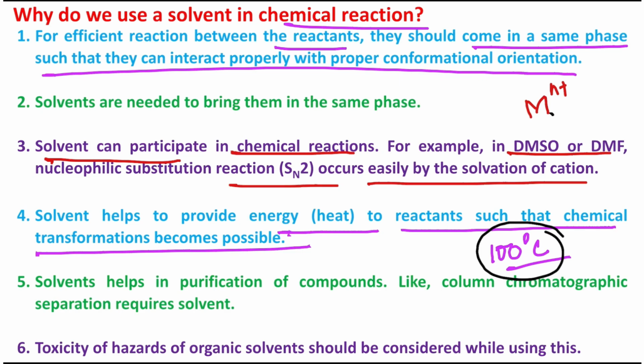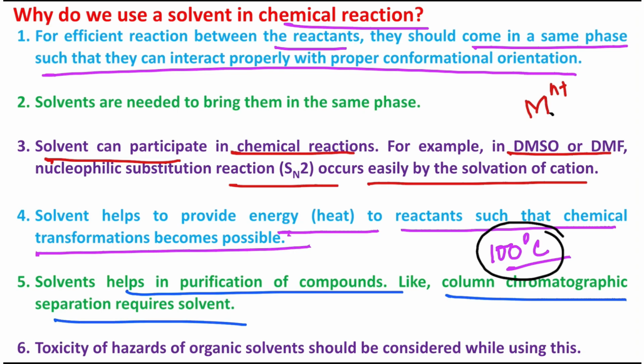Now, solvents help in purification of the compound, like column chromatographic separation and workup, which I showed some time before. They are also used in purification because solvents have a particular solubility, and that solubility can change from compound to compound. So obviously solution and other solution-related properties could also change. But remember, student, the toxicity and hazard of organic solvents should be considered while using them. That I shall come to after some time in detail.